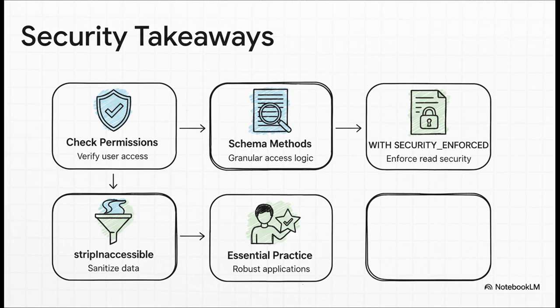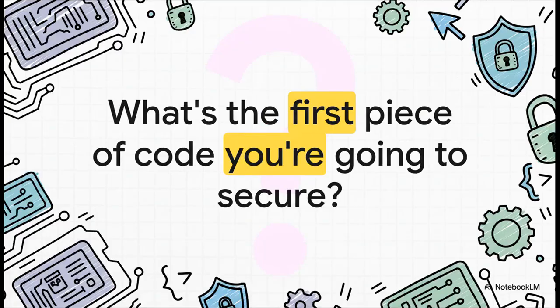And finally, please remember this. Secure coding is not an optional feature. It's absolutely essential for building professional, robust applications. So, we're at the end. The concepts are clear, you've got the tools, and the playbook is ready to go. The only question left is the one for you. What's the first piece of your own code that you're going to go back and secure?